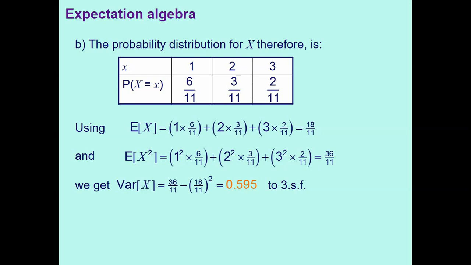Then for part C, we could do it all again by writing the values of 6x plus 2 along the top, but in actual fact we've got a rule now that we know works for linear functions, so we can just take our original variance and multiply it by 6 squared, or 36. So that comes out to be 21.4.